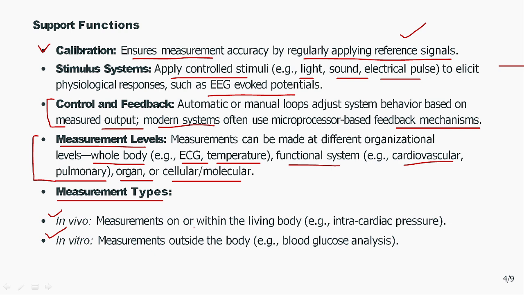In vivo means measurements on or within the living body, for example intracardiac pressure. But in vitro means measurements outside the body. So we collect the sample and measure it outside our body, like blood glucose analysis. Once we collect the blood sample, we go for measuring using different measuring instruments. So that is outside our body, so it is in vitro.